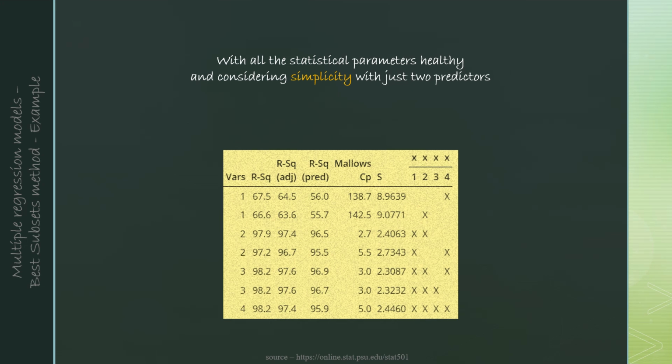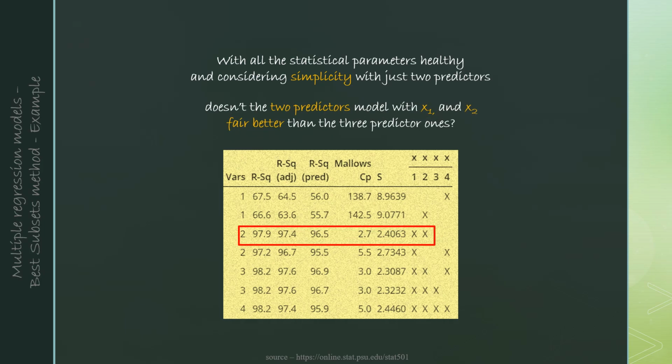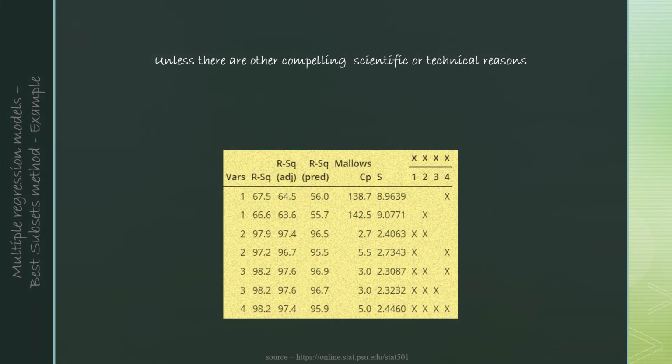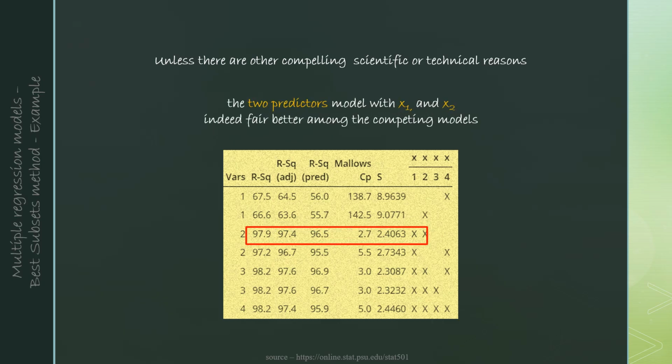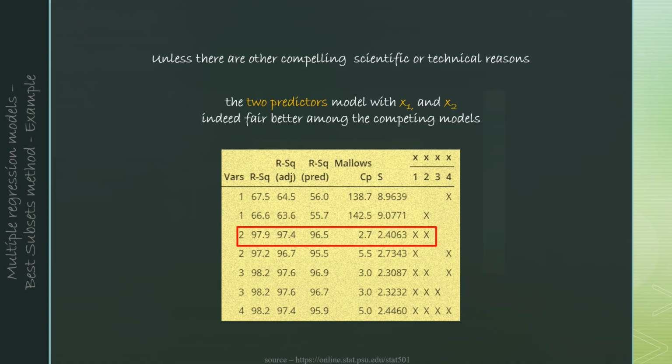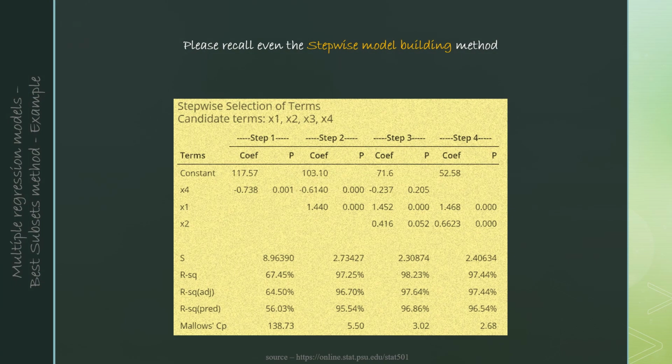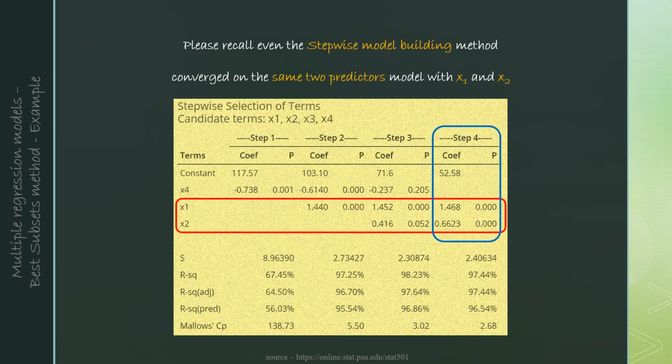With all the statistical parameters healthy and considering simplicity with just 2 predictors, doesn't the 2 predictors model with x1 and x2 fare much better than the 3 predictors ones? Unless there are other compelling scientific or technical reasons, the 2 predictors model with x1 and x2 indeed fares better among the competing models. Please recall, even the stepwise model building method that we discussed previously converged on the same 2 predictors model with x1 and x2 as predictors.